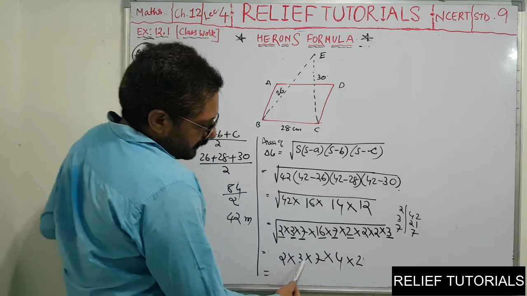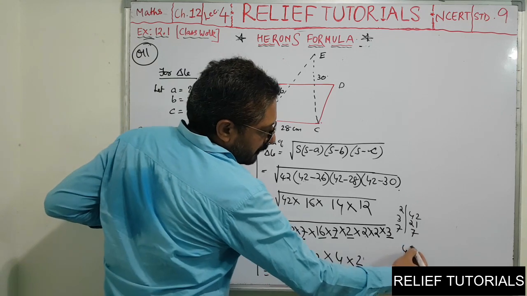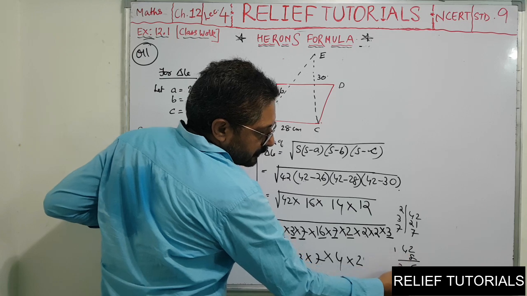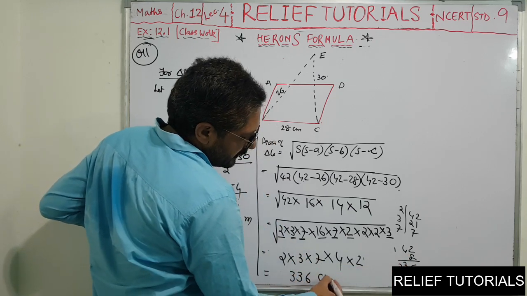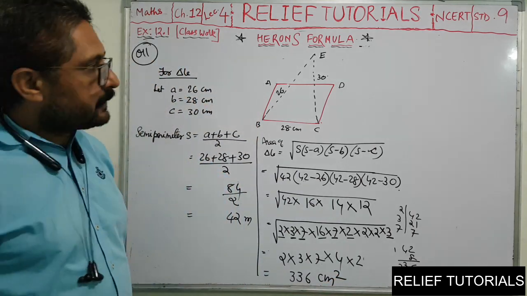So now 3 2s are 6, 7 6s are 42, 42 8s are, 8 2s are 16, carry 1, 8 4s are 32, 33. So our answer is 336 centimeter square. So this is the area of the triangle.